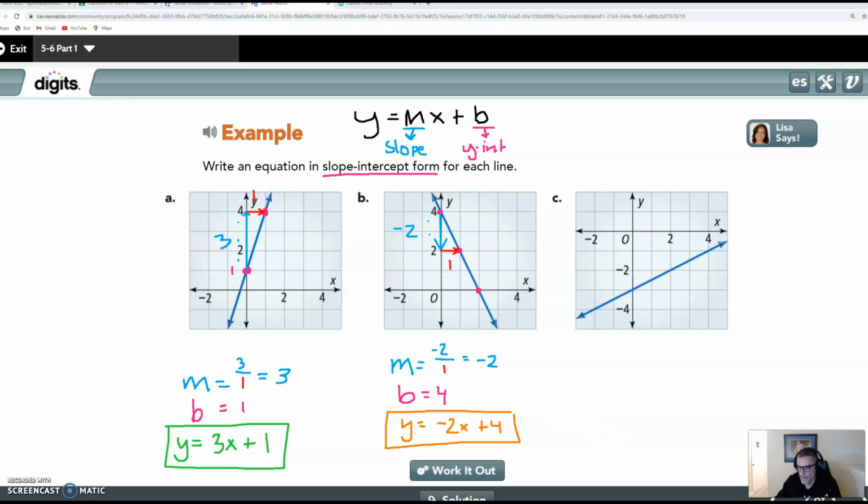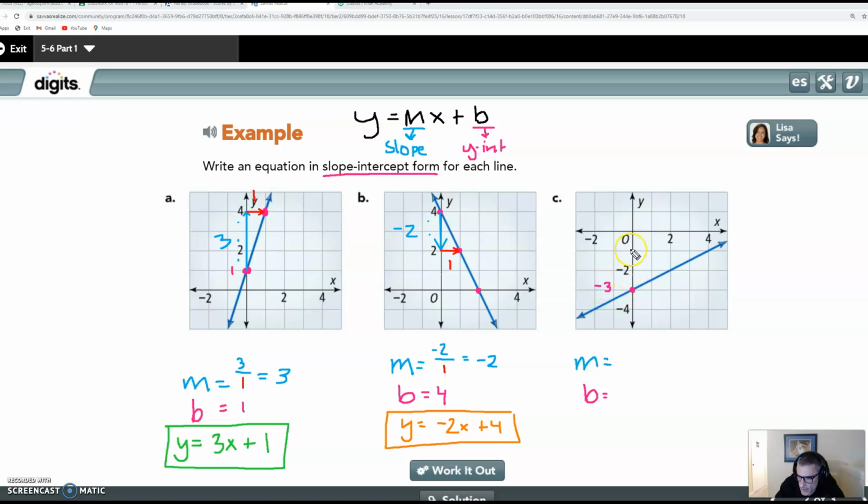All right, last one. Notice how I approach every single problem the same, right? I always start by writing m equals, b equals. This reminds me of the two things I need to find. I look for the y-intercept first because it's easy. You just got to look. There it is. That is at negative 3.